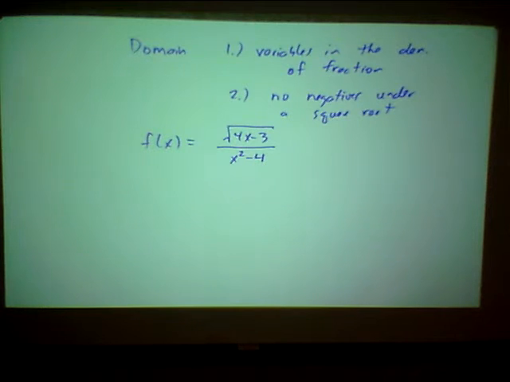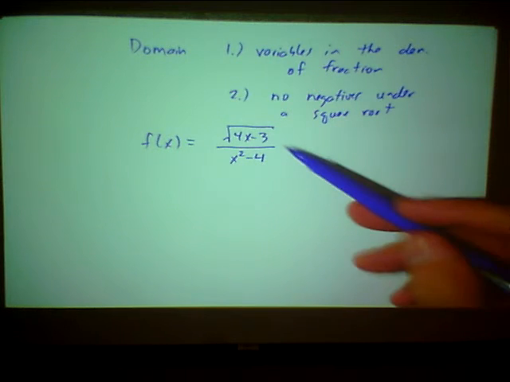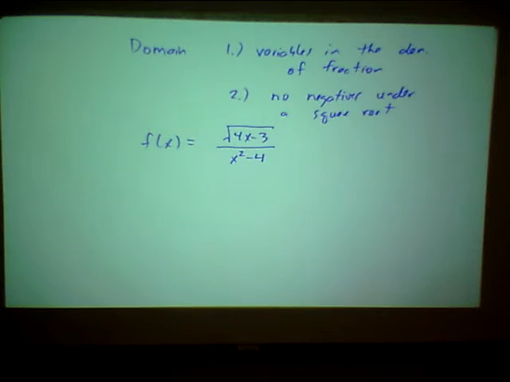Now the reason why this is an interesting expression is I have both situations where I need to be concerned about the domain. In the numerator, I have a square root, so I have to make sure that the expression under the square root is always greater than or equal to 0. And then I also have variables in the denominator, so I also have to worry about the values of x that would cause that denominator to be 0. So really I have both concerns in the same problem. So let's just handle them one at a time.